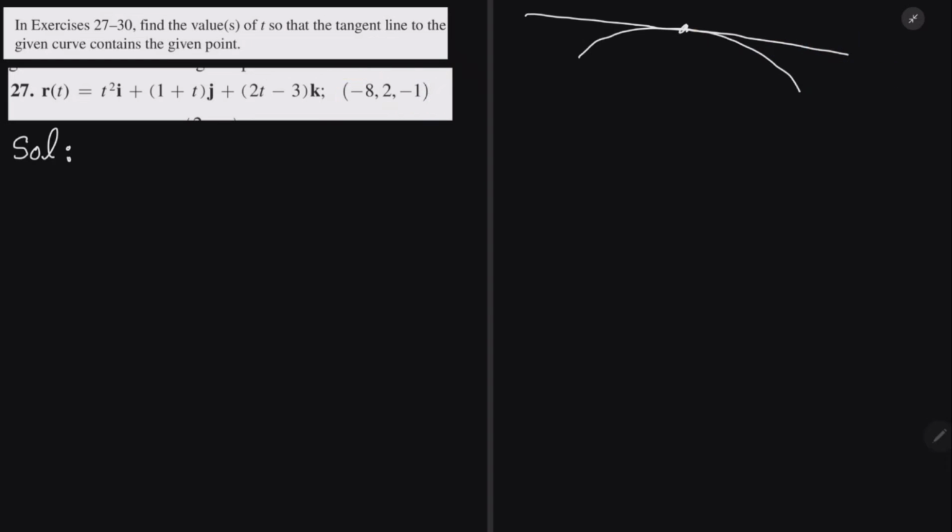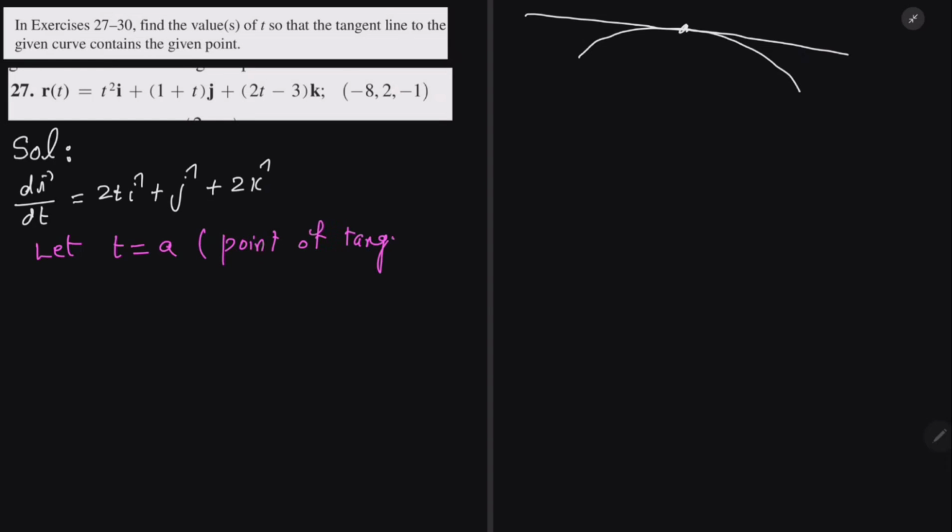Okay. So in this case, first we need to differentiate again. We differentiate quickly. We already did many times. 2t i plus j plus 2k unit vector. This is the derivative. Now suppose that we don't know what t is, but we can put t equal to a. This is the point of tangency.